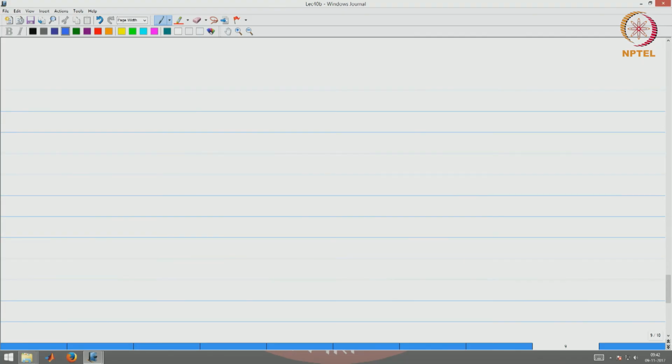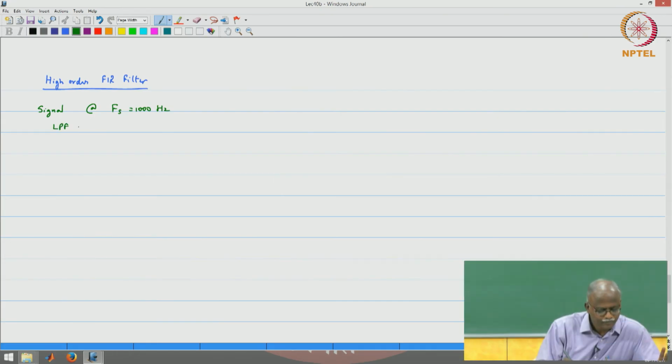Okay, good. So let's very quickly look at just one more example. Supposing I have to design a high order FIR filter. Again, these are cases where you will encounter very often. So let me just give you a construct for the scenario. The signal is sampled at 1000 hertz, and you have been asked to design a low pass filter with a cutoff of 20 hertz.